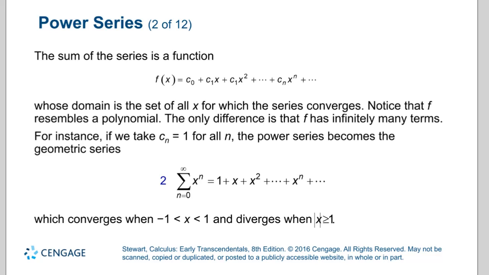However, if I take the c_n away and just make it 1, I actually have a geometric series. And in this geometric series, I know, just like in the geometric series we looked at before, that it's going to converge when x is between -1 and 1, and it's going to diverge if the absolute value of x is greater than or equal to 1.